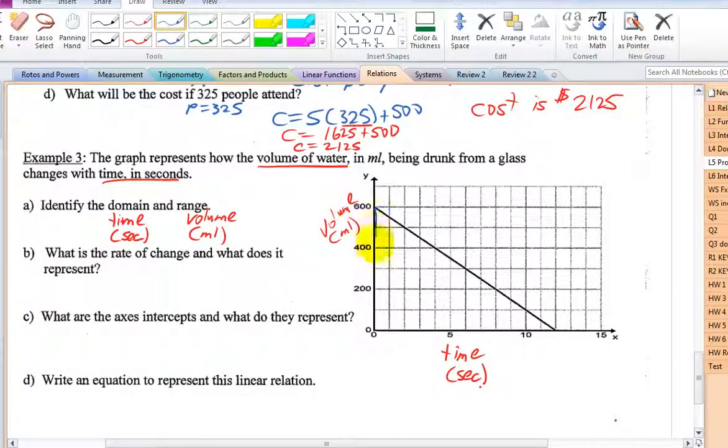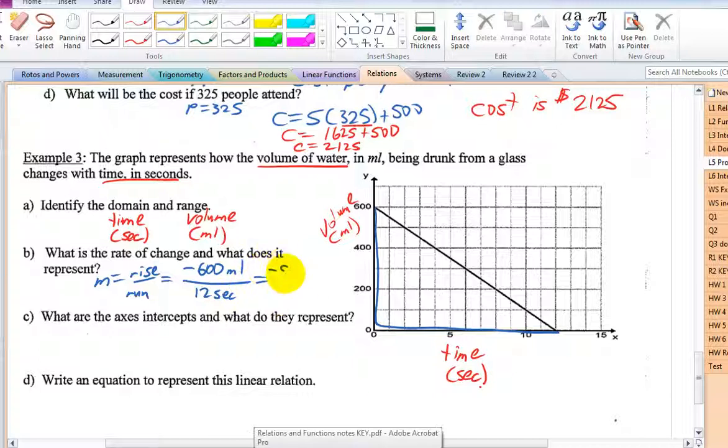There we go. Okay, so you got to make your triangle, and it's a nice, easy triangle because you have the intercepts. So your slope is rise over run. Don't forget your units. What's your rise? Who's got it? Who says 600? Hands up. Who says negative 600? Yes, it's negative 600. We're going down. So negative 600 milliliters, and T would be 12 seconds. So this represents negative 50 milliliters per second.